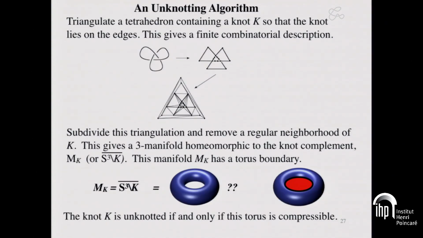So this knot manifold, the complement of the knot in S3, is a solid torus if and only if the knot is trivial, and that holds if and only if the peripheral torus, the torus that's a neighborhood of the removed knot, is a compressible torus, if there's some disk, like this red disk, that fills in that torus.